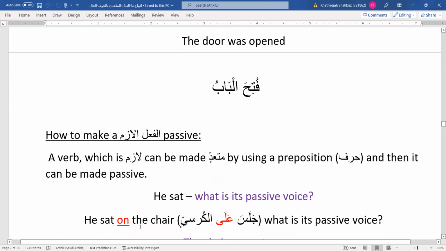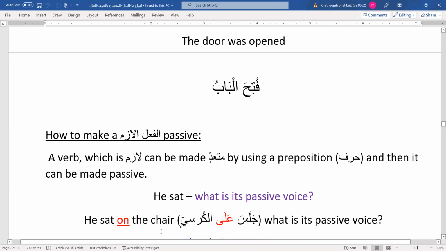Let's work on it. First of all, I add a harf to it: on, or ala in the Arabic language. He sat on. After I have added on, then I can add other words to it. Without on, I cannot do that. He sat on the chair. Example. And the Arabic will be jalasa ala al-kursi. He sat on the chair.